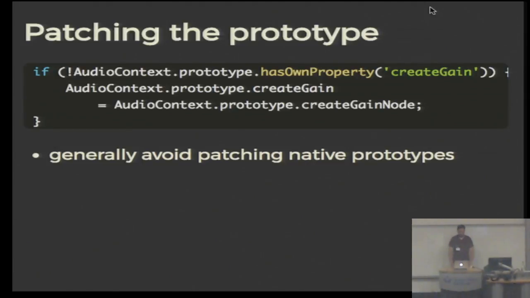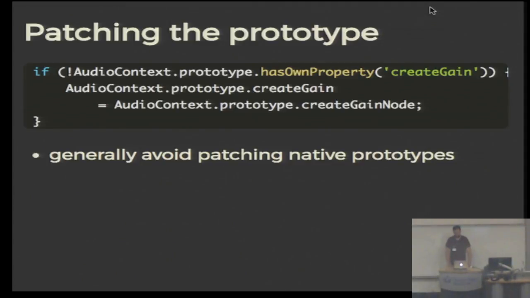And on the other hand, patching the native prototype should be avoided too. So that's also, I guess, from the audio context monkey patch. Here we are patching the createGain method, which was previously named createGainNode. The technique is totally the same as before, but we are patching the native prototype. And again, you can say that's okay because we are patching something which should be there and it's not, so we're just doing something good.